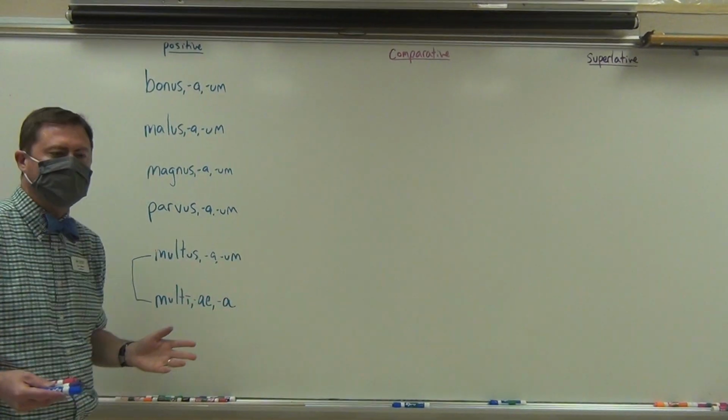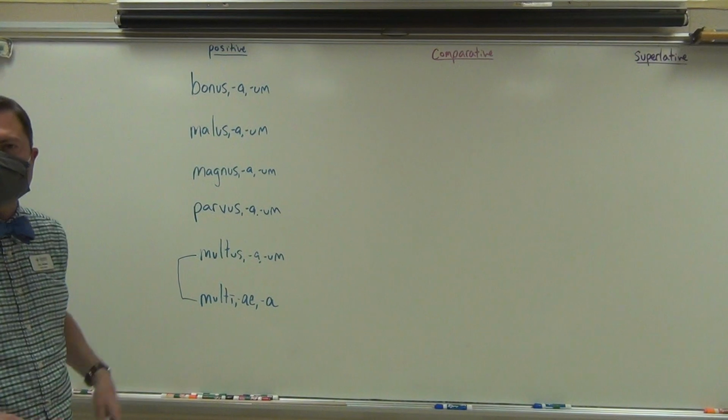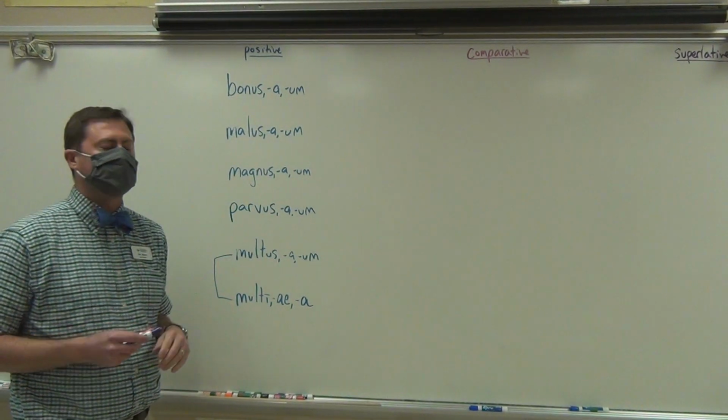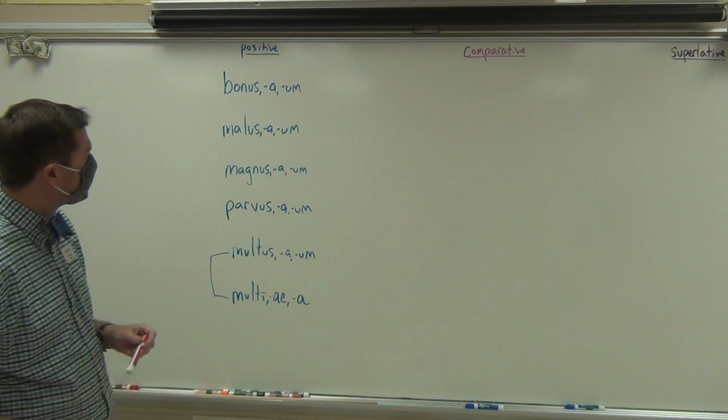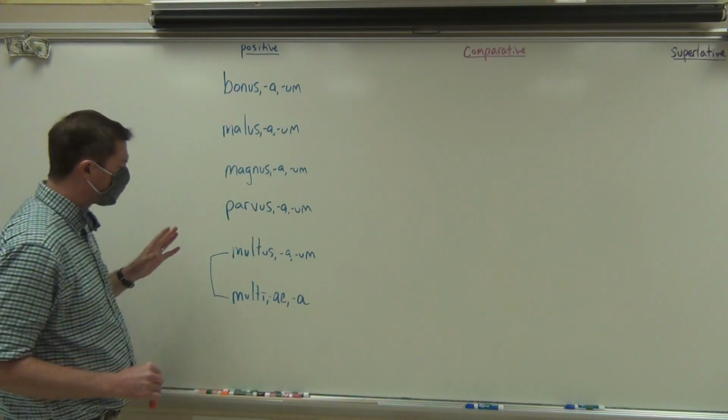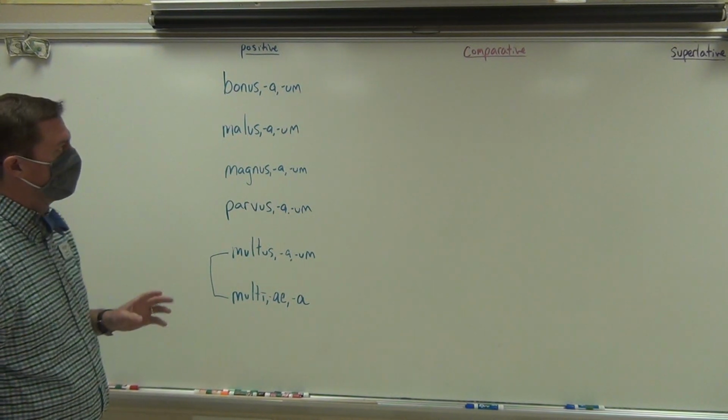And why is it that way? Because it is irregular. And when it comes to irregulars, just like with verbs, you've got to memorize the forms. And so these are the forms that obviously you're going to have to memorize. So let's go through and see how they're going to be different.